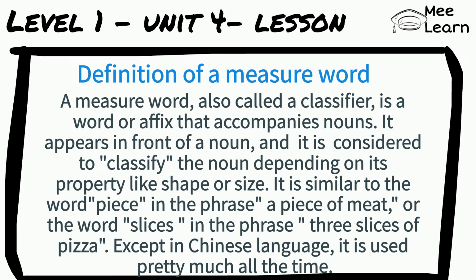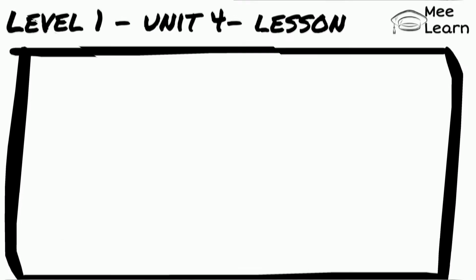A measure word, also called a classifier, is a word or affix that accompanies nouns. It appears in front of a noun and is considered to classify the noun depending on its property like shape or size. It's similar to the word piece in the phrase a piece of meat, or the word slices in the phrase 3 slices of pizza, except in Chinese language it's used pretty much all the time.